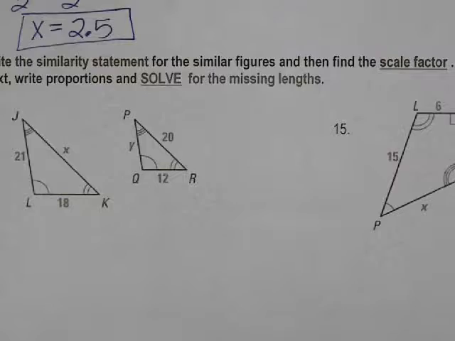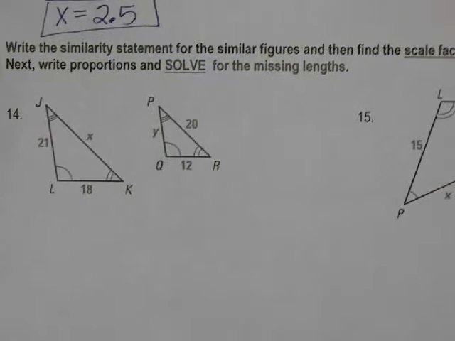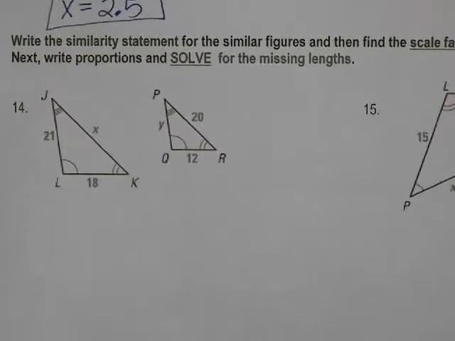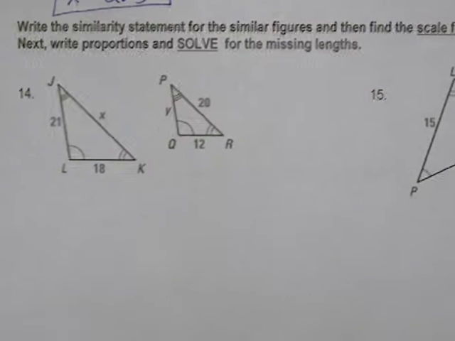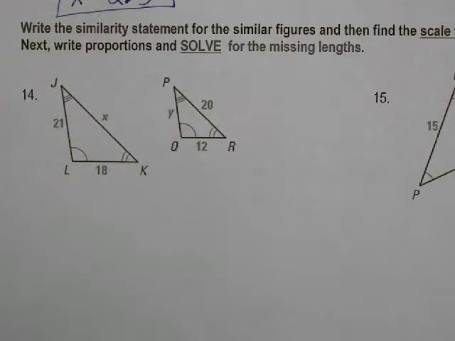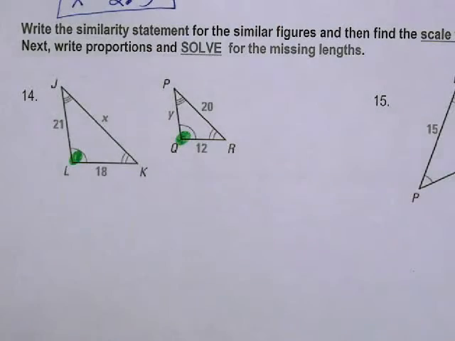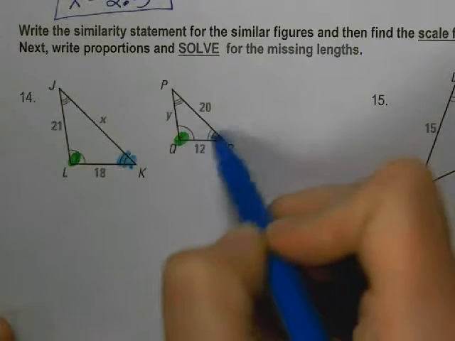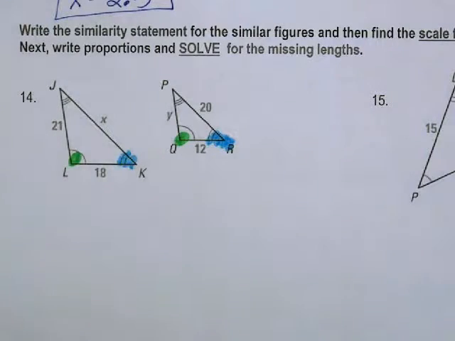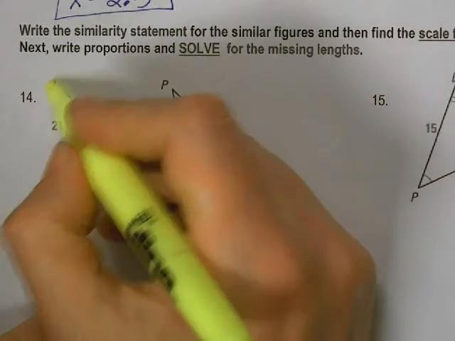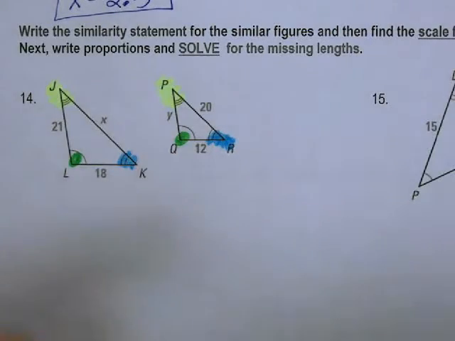Then it says on 14, 15, 16, and 17, you're supposed to write a similarity statement and then find the scale factor and then write proportions and solve for the missing links. So there's a lot of things that they're asking you to do here, but let's start with write the similarity statement. So the first thing we're going to do is mark our angles that correspond with each other. So L corresponds with Q, K corresponds with R, and J corresponds with P. Okay?